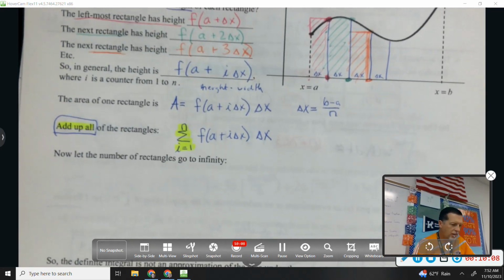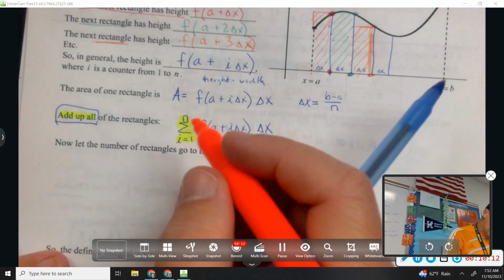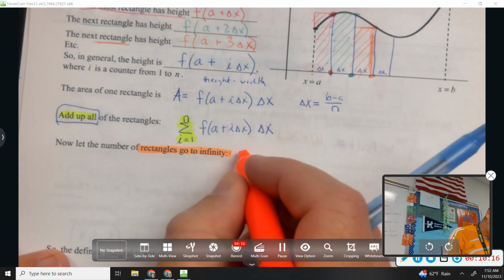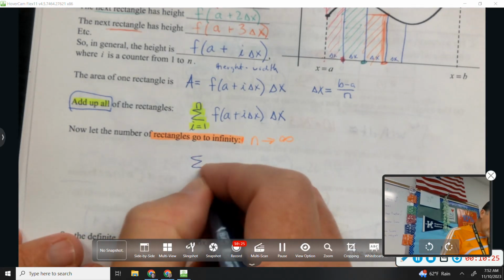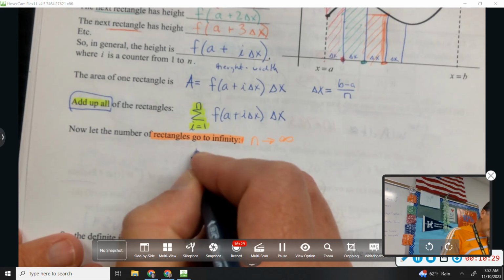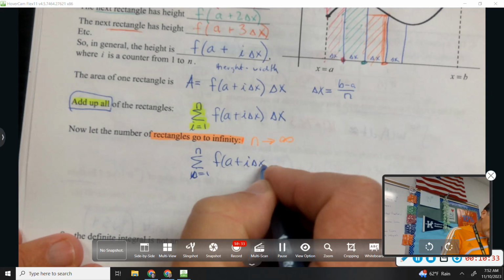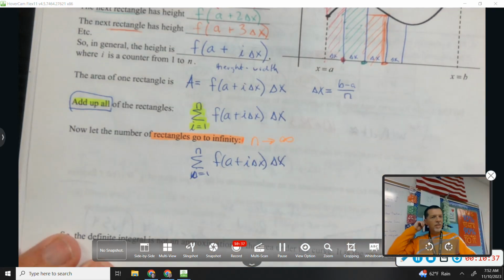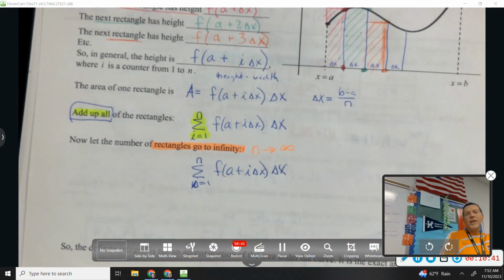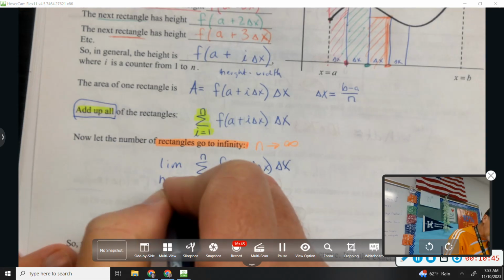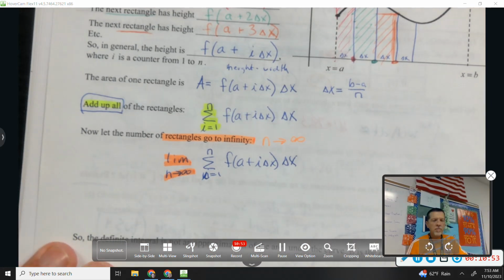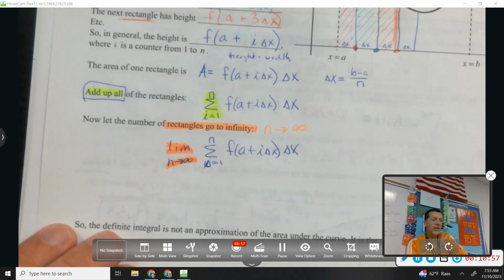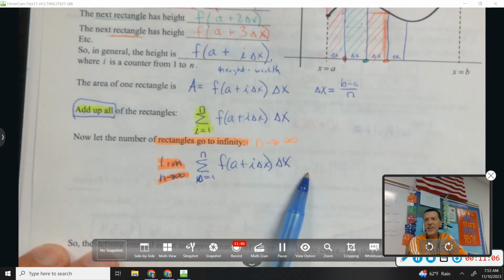Now let the rectangles go to infinity. Just keep adding more to this. Rectangles go to infinity. That sounds like n goes to infinity, right? The number of rectangles. So I'm going to write down that same equation, I equals 1 to n, f of A plus I delta x times delta x. But this time, instead of just saying, oh, let's go to 4 or 20 because we want to be accurate, no, let n go to infinity. So we're going to add this limit statement on there. Limit as n goes to infinity. So now this approximation isn't an approximation anymore, right? If we stick an infinite number of rectangles in there, we're going to have the area exactly.